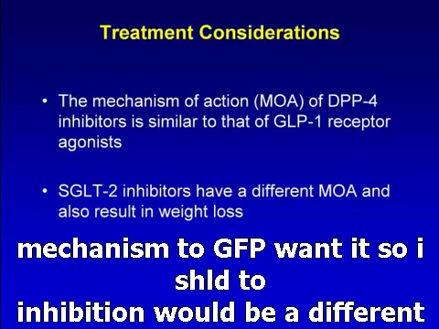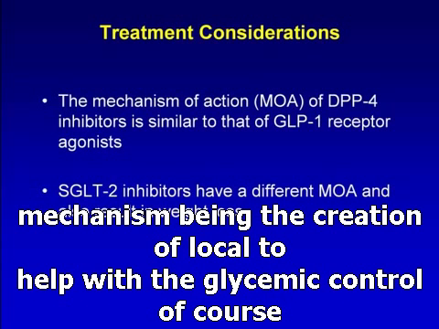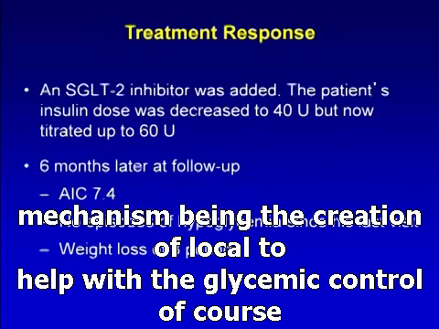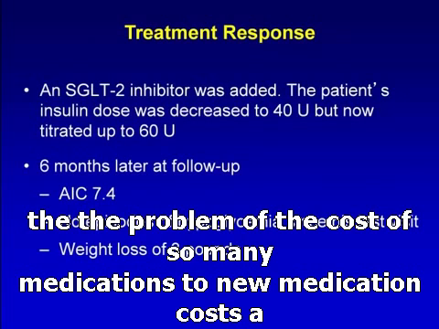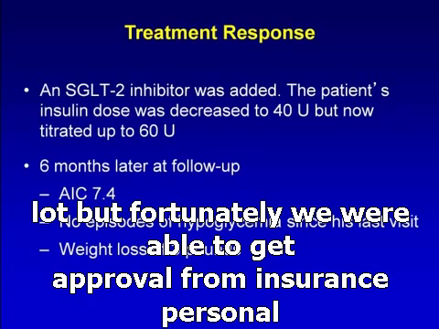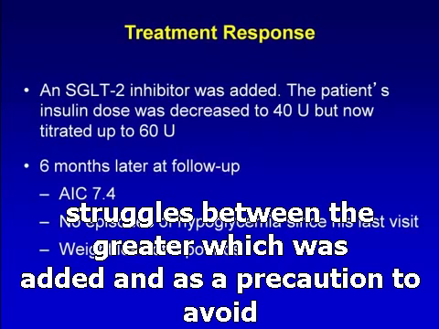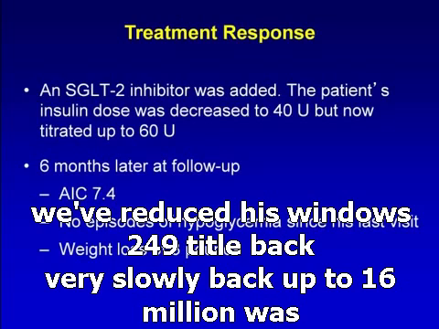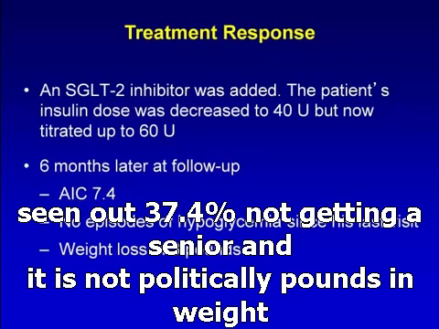And so ideally, SGLT2 inhibition would be a different mechanism, being the excretion of glucose to help with the glycemic control. Of course, there's the problem of the cost of so many medications and 2 new medications that cost a lot. But fortunately, we were able to get approval from his insurance to pay for an SGLT2 inhibitor, which was added. And as a precaution to avoid hypoglycemia, we reduced his insulin dose to 40 and then titrated back very slowly. He's back up to 60, but his A1C now is 7.4.